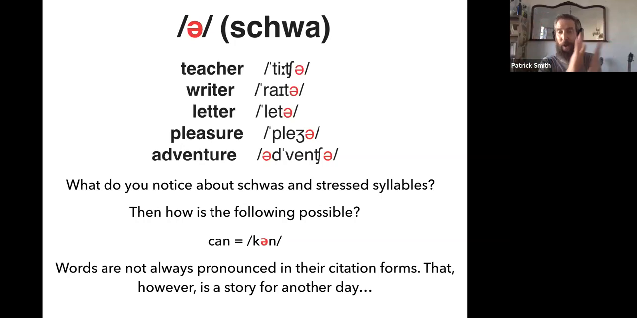So when we talk about a citation form, it's what you see in the dictionary. If you look up the word can in the dictionary, you will not see what I put on the screen. You'll see it with the other symbol for an a, because in its citation form, when you say the word alone, it's pronounced can. But actually when we use it within a phrase, it's often unstressed because the whole word is unstressed. So we say, can I help you? And the stress is on the word help, not on the modal verb, can.